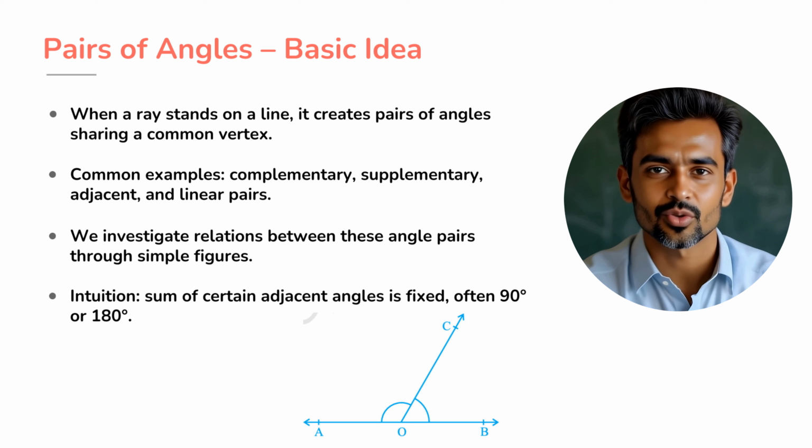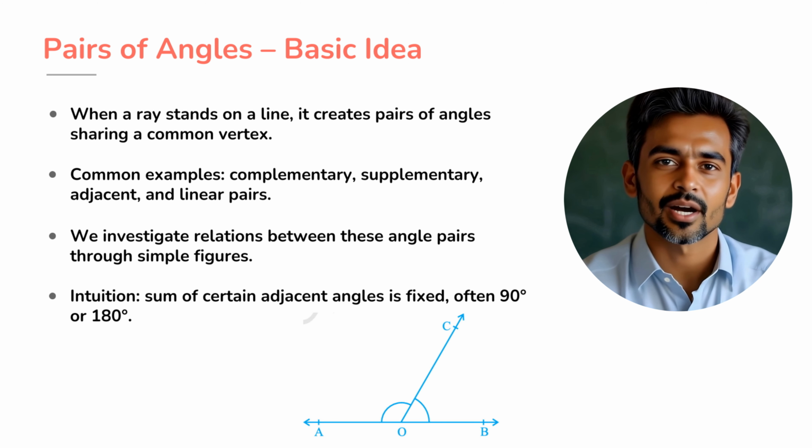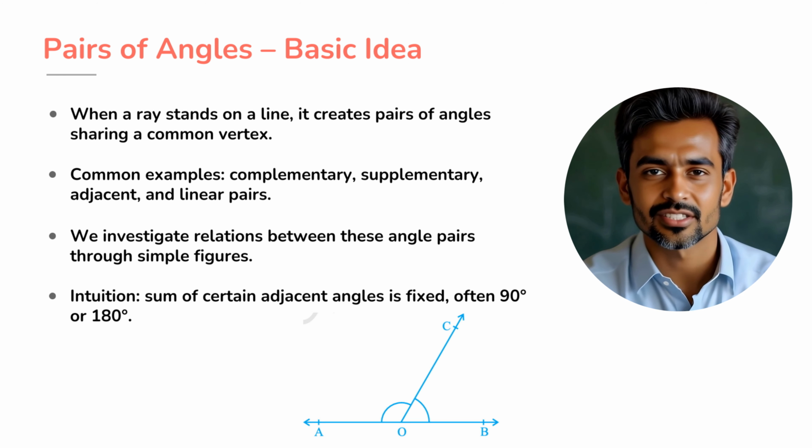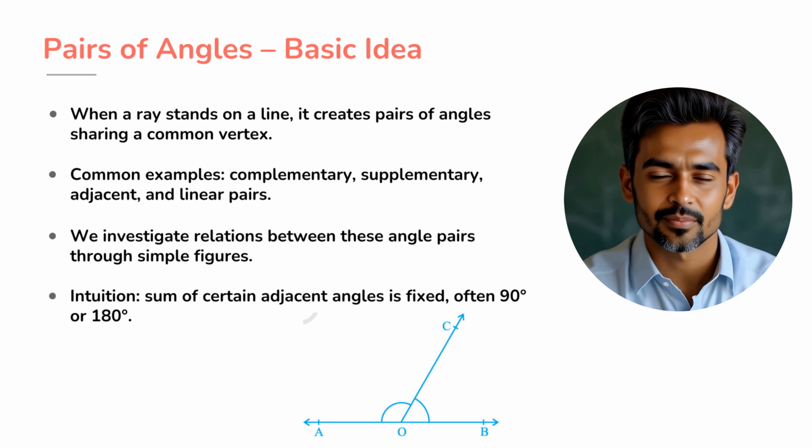Adjacent angles are angles that share a common vertex and a common arm but don't overlap. Linear pair: when adjacent angles lie on a straight line, they always sum up to 180 degrees. So, whenever you see angles side by side, check their sum. That's the magic of angle pairs.